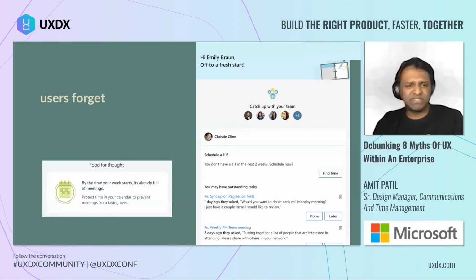Some examples I'd like to give: for example, users forget. Managers forget. If you have more reportees, you tend to forget when was the last time you met some reportee. In one example, a Cortana emailer here on the right, you see how we are assisting the users to remember certain things like scheduling a one-on-one. Did you forget to have a one-on-one with your employee?